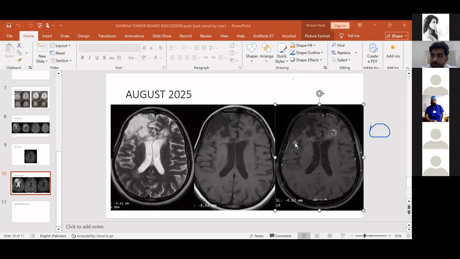Regarding the role of radiation therapy, yes, there is a role of radiation therapy, provided we understand all the things associated with the radiation in that particular area.